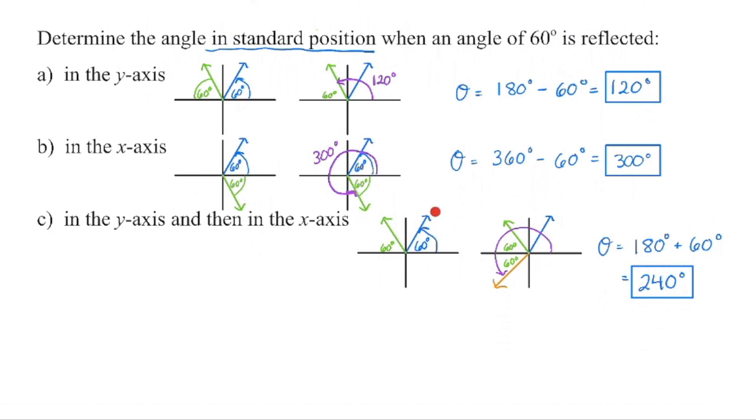And then in the last one, we start with that 60 degree angle. We reflect first of all in the y-axis, so this is 60, then we reflect down to the x-axis, so this is also 60. So in this one, you can see we're going 180 degrees plus another 60. I know this angle of rotation is 240 degrees.